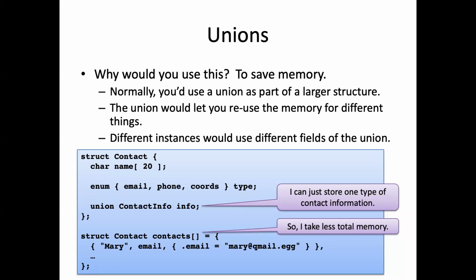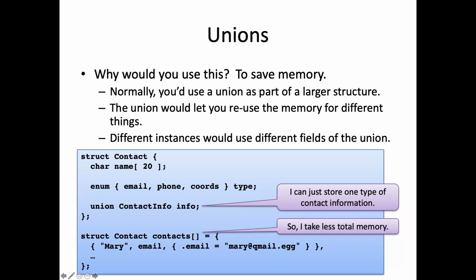Let's pretend we're making an array of contact information. And we've just got an example for the first one. For Mary, we're going to store Mary. We put that first, so that's going to go in the name field. For the second field, well, we said email is going to go in the type field, and email is just the name of this first value in the enumeration. And then since we said we're going to use the email field, we better make good on that. We better do what we said we were going to do.